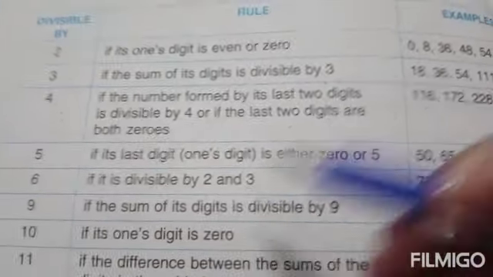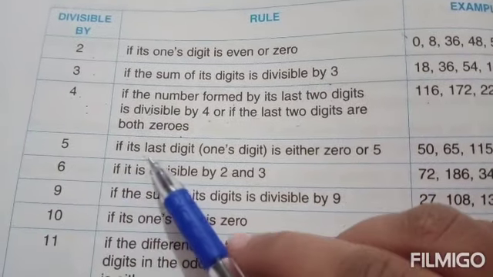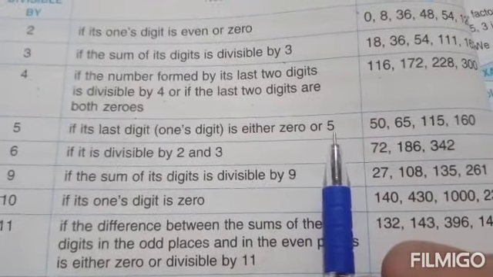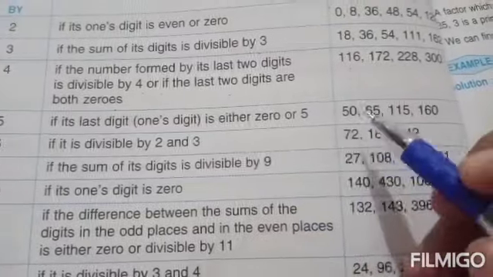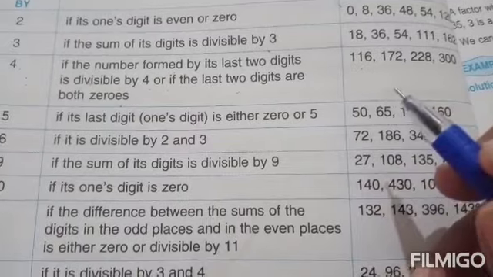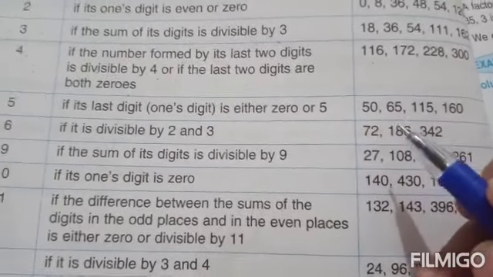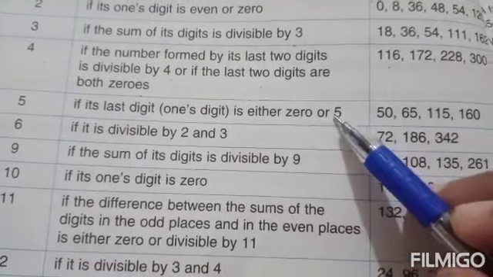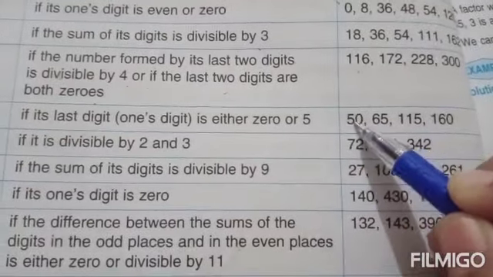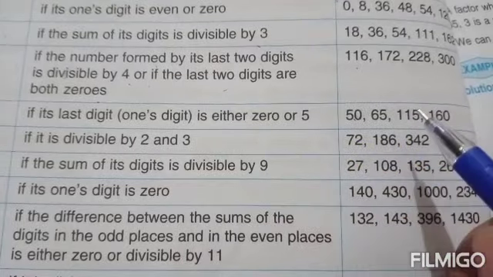Next, divisible by 5. A number is divisible by 5 if its last digit, the one's digit, is either 0 or 5. If you are given a number, you have to check whether its one's place digit is 0 or 5. If it ends with a 0 or 5, it is divisible by 5. We can take the example 50. It ends with a 0, so it is divisible by 5.